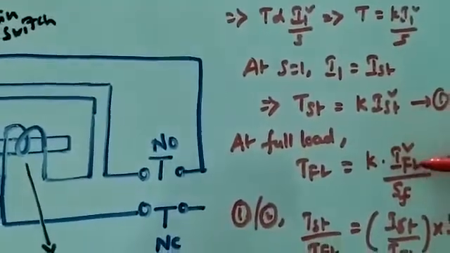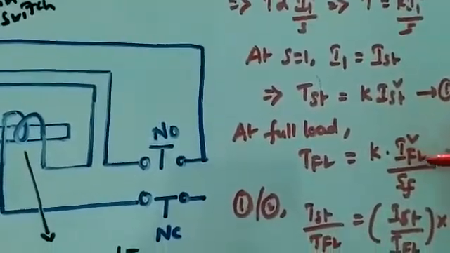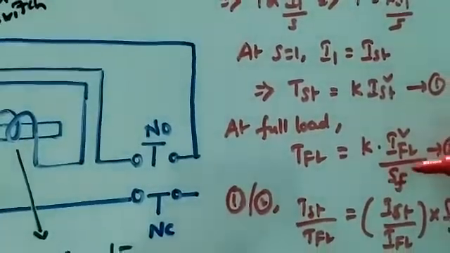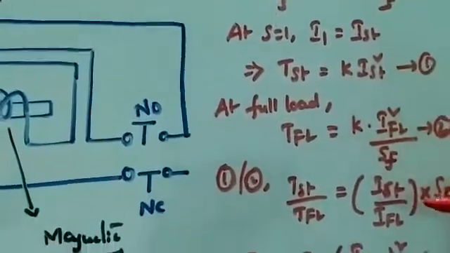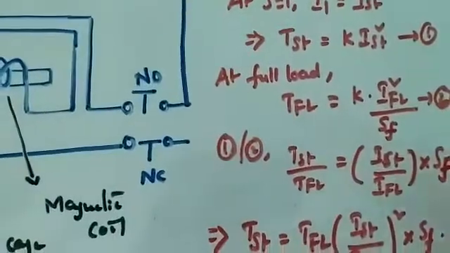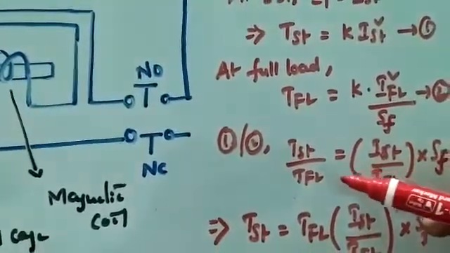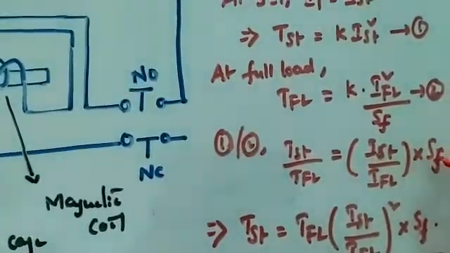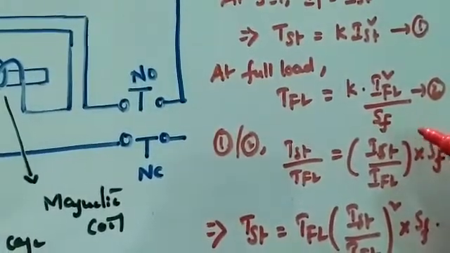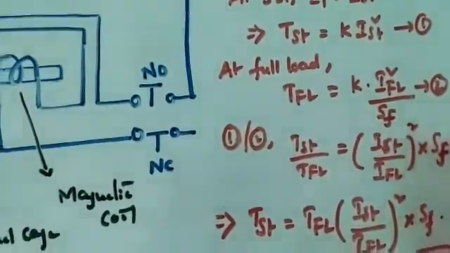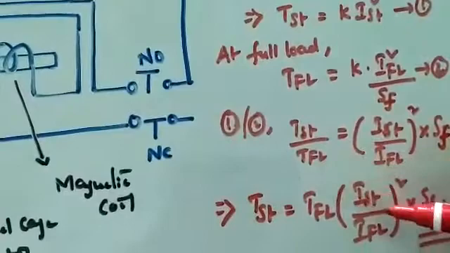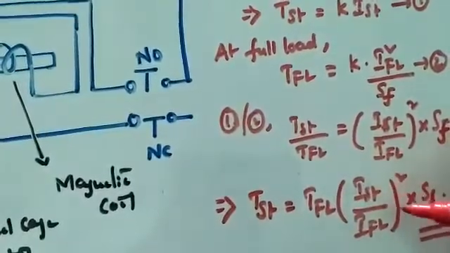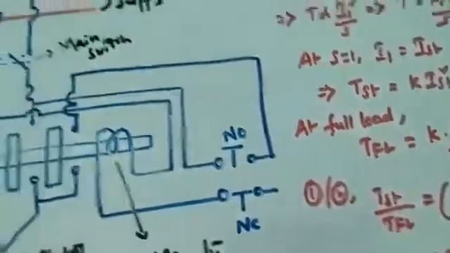So at full load, TFL is K into IFL square by SF, that is the full load slip. So if I take equation 1 by 2, I'm going to get this equation as TST by TFL equal to IST by IFL into SF. I think it is square, sorry. So finally, the starting torque is given as TFL into IST by IFL whole square into SF, right?